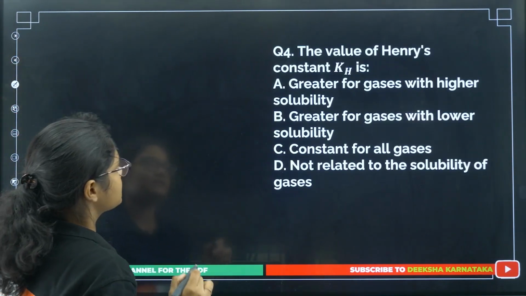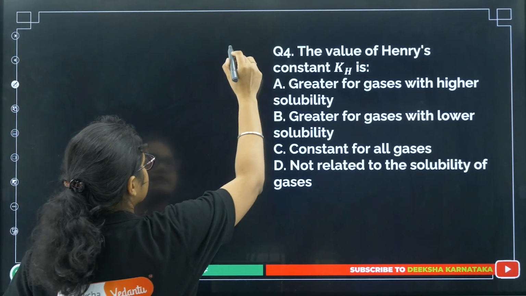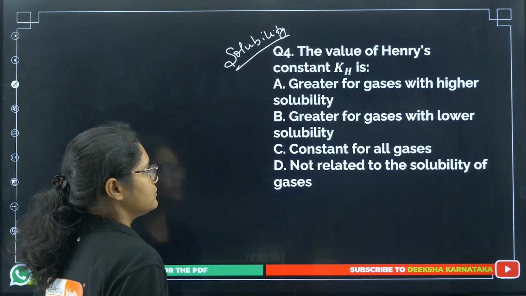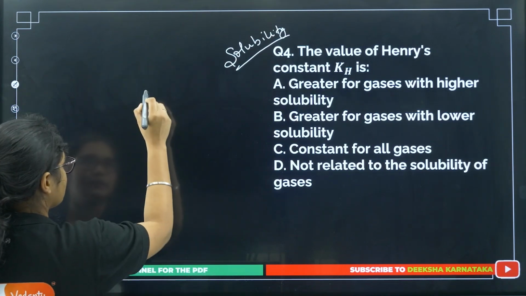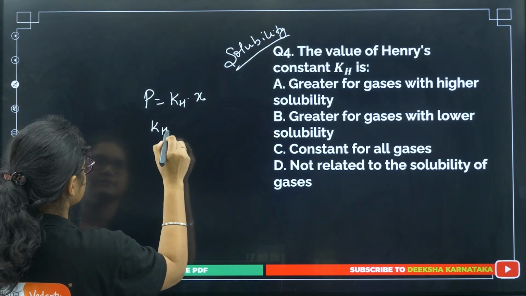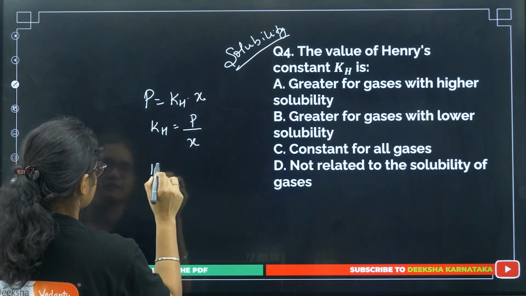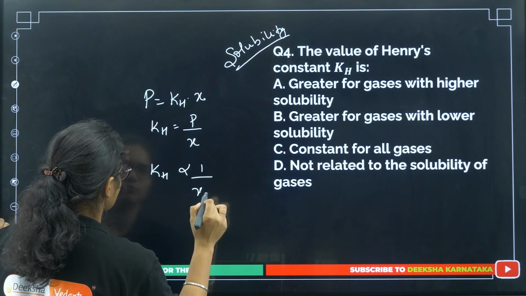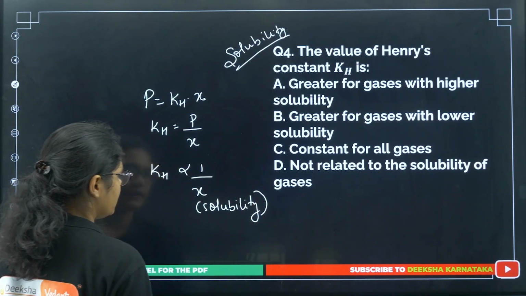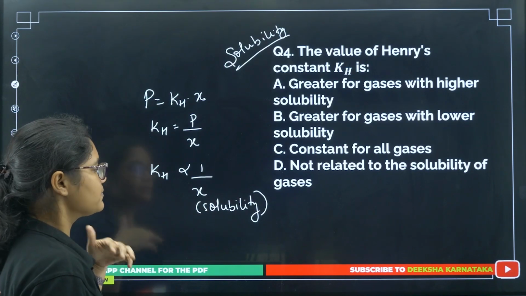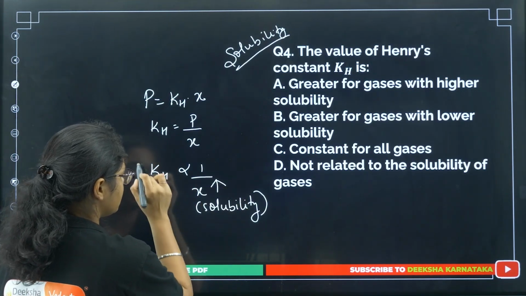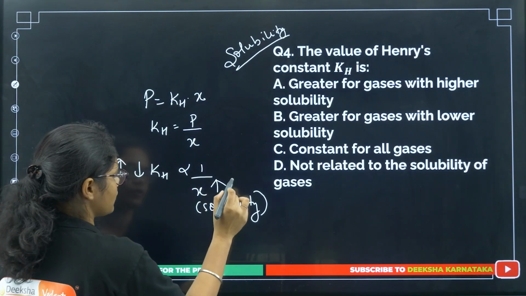Now coming to the next question, the value of Henry's constant. This question has come from your solubility concept. If you know Henry's constant, we can directly remember this formula: P is equal to Kh into mole fraction, so Kh will be equal to P by mole fraction. So I can say Kh is inversely proportional to mole fraction, which means solubility. Now what will happen? If the mole fraction or solubility increases, Kh will decrease. If Kh increases, solubility will decrease.